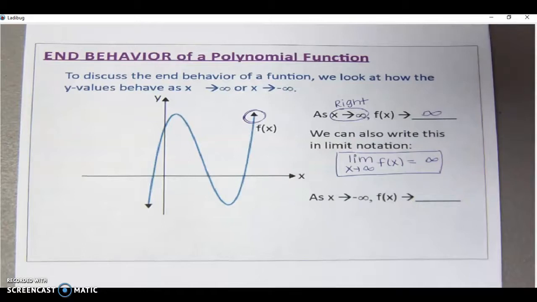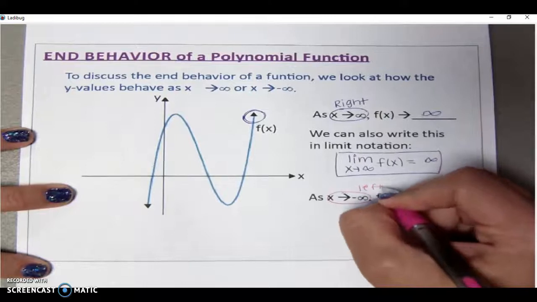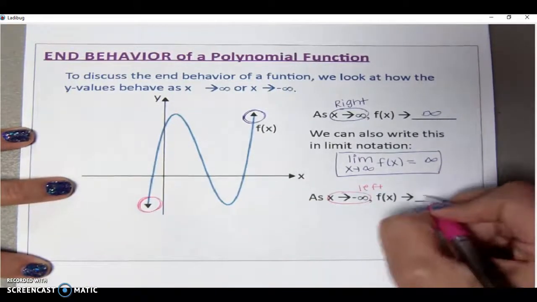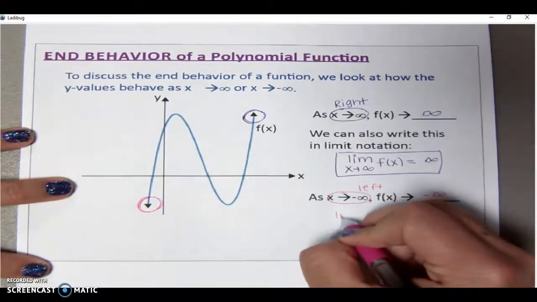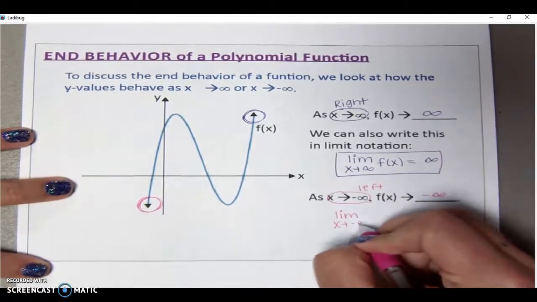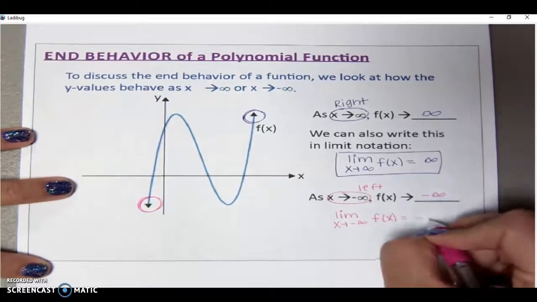Okay, then we have as x approaches negative infinity, so this is talking about the left end behavior. The left side of this graph keeps going down forever, so it's approaching negative infinity. But we want to write this in limit notation, and we're going to say the limit as x approaches negative infinity of f of x equals negative infinity.